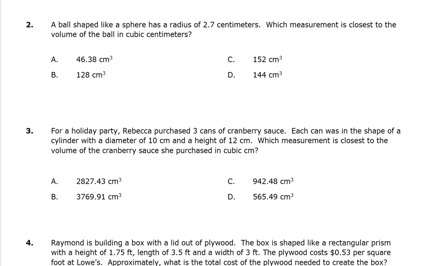Okay, number 2, a ball shaped like a sphere has a radius of 2.7 centimeters. Which measurement is closest to the volume of the ball in cubic centimeters? Okay, so my volume formula on my formula chart is 4/3 pi radius cubed.